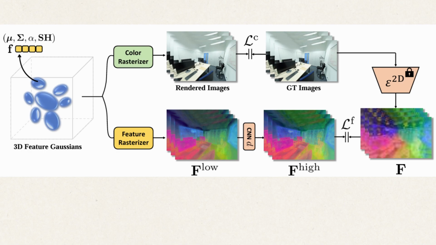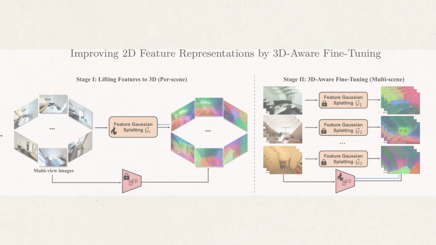Now here's a key detail. They only update the feature vector f using the feature loss, LF. The position and the shape of the Gaussians are updated only based on the RGB loss. So this is all for stage 1. Now we have built a 3D aware feature rendering system from scratch. Now moving on to stage 2. This is where we use the system to fine-tune the original 2D model.